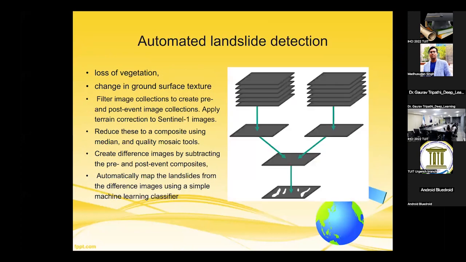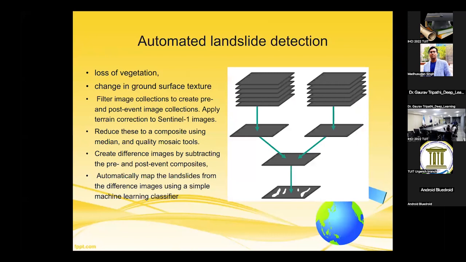Again, it's a very beautiful application: automated landslide detection. Most people living in hilly areas must be aware that landslides can cause catastrophic and permanent damage to human lives as well as the structures around us. So if we can have automatic landslide detection, we can actually prevent the loss of vegetation and change in ground surface texture.